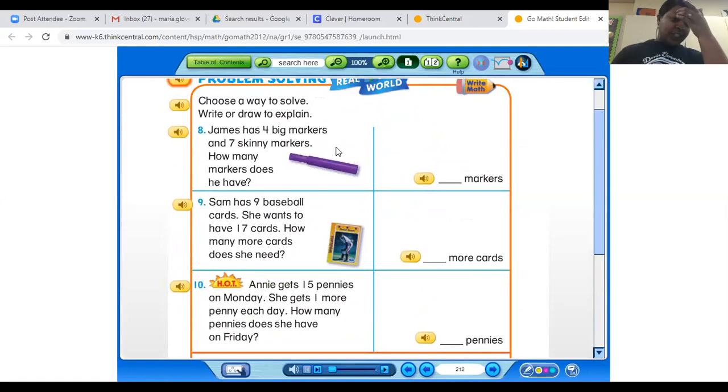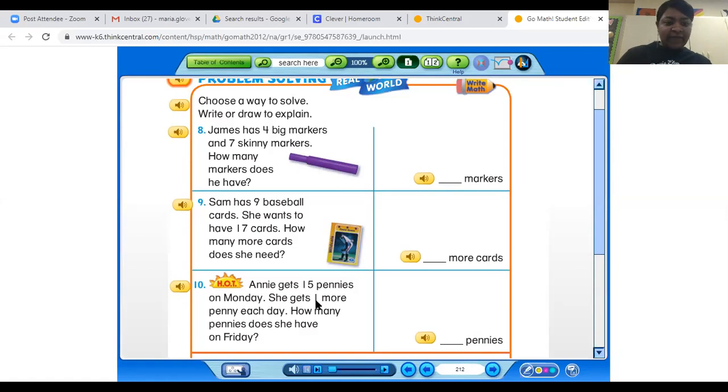All right. James has 4 big markers and 7 skinny markers. How many markers does he have? So it seems like they're trying to find the total. So it looks like they're trying to add those numbers together. Number 9, Sam has 9 baseball cards. She wants to have 17. How many more cards does she need? How many more means that you're going to subtract. So take that 17 that she wants and subtract it from the 9 that she has. And I think that you might get your answer. All right.